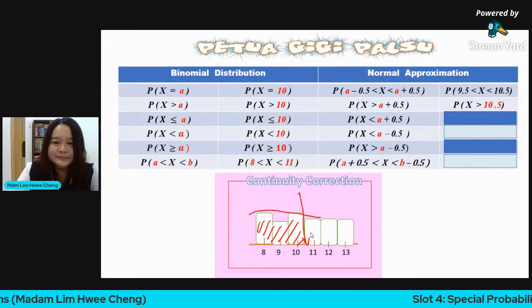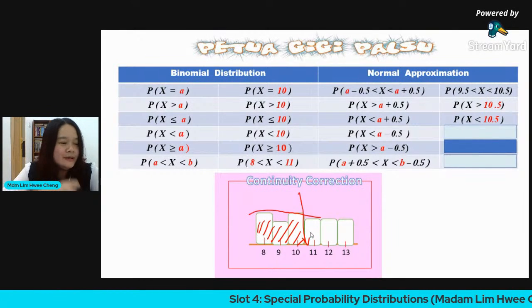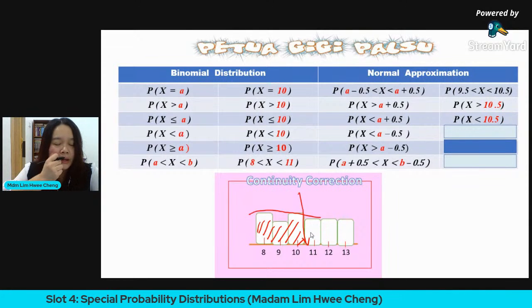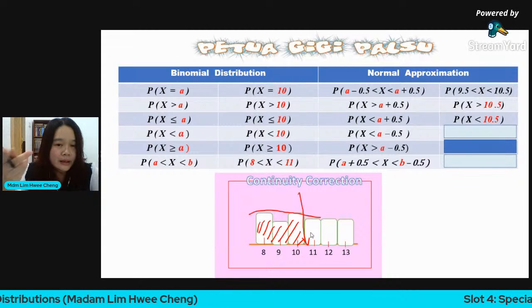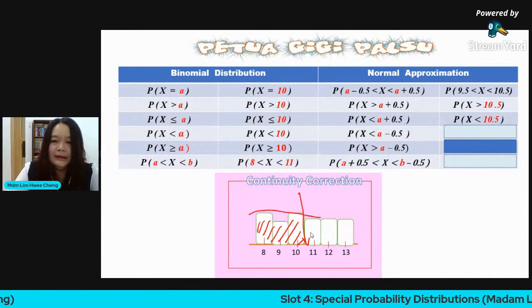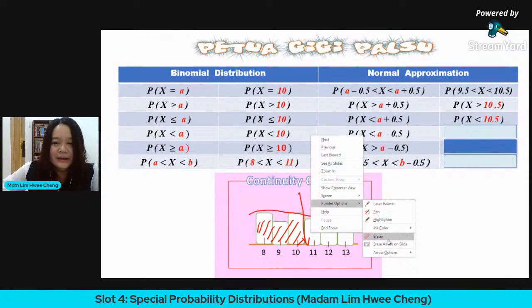Okay, betul ke? Okay, betul. Bagus. Very good. So you see, this is the important step before you do the approximations for finding the value from the table. Okay, very good. So if you have the less than 10, lama-lama you dah makin pandai dah.